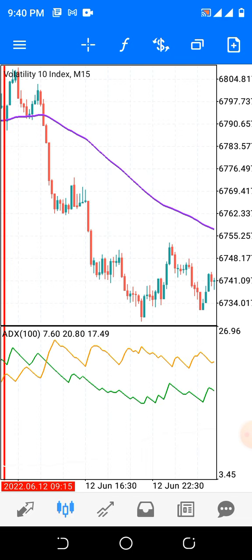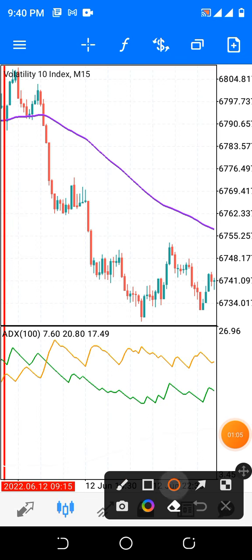Now in this strategy, this is how it works. There are two indicators used here: moving average and ADX. The strategy works like this: when there is a simultaneous crossing between the ADX lines and the price, the candlesticks crossing the moving average at the same time, simultaneously, is what I mean.